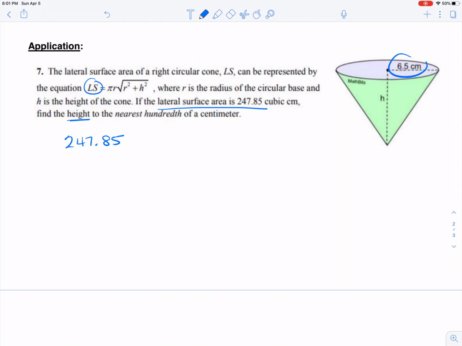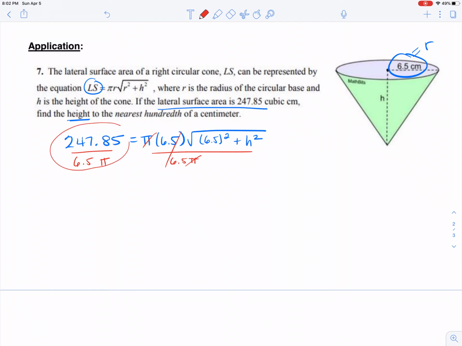So they've given you radius. So we could plug radius into the formula, 6.5. And then in here, I'm going to plug in 6.5 for the radius again, squared, plus h squared, which we're trying to solve for. So again, this is more algebra. We need to divide both sides first by that 6.5 pi. And you could put this into the calculator just like that, and you get this number 12.1374..., which I use the exact value.